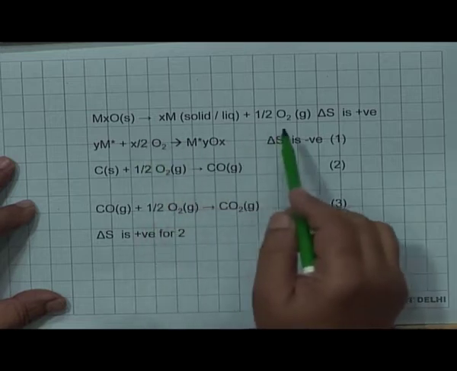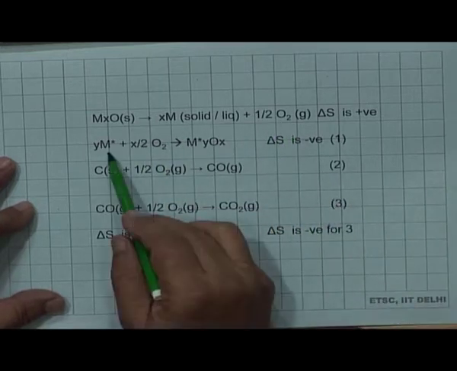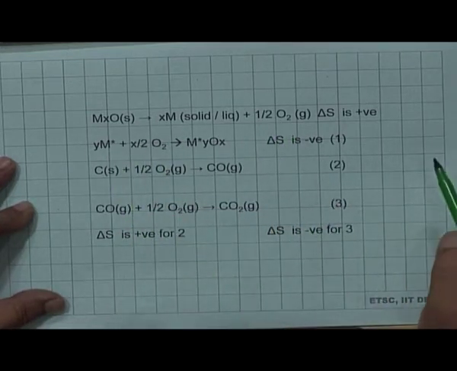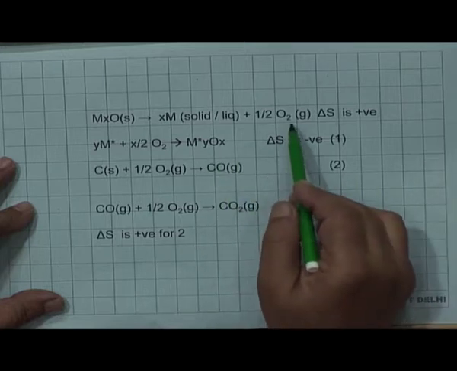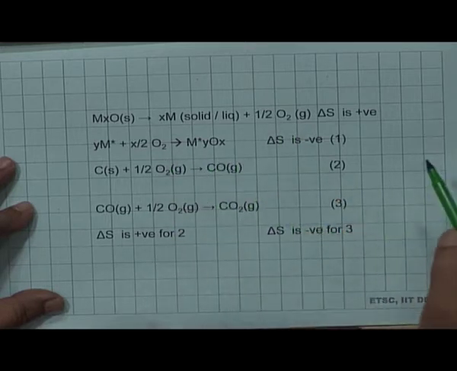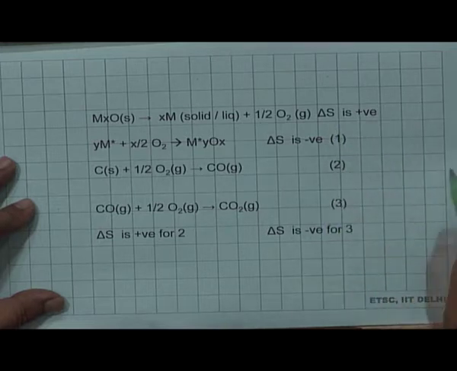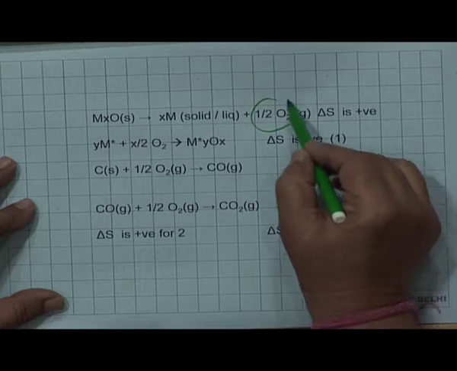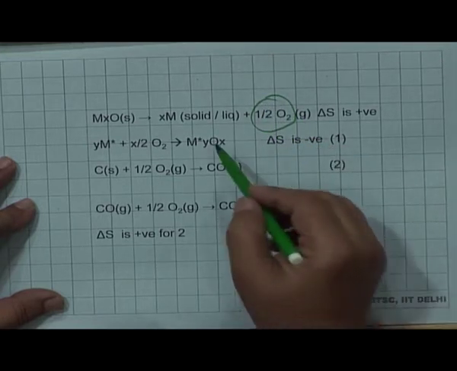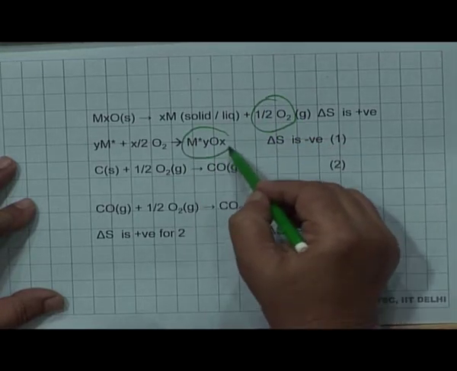So, we want to remove oxygen from it. M star is another metal which can take this oxygen and is converted into oxide. So, delta S for the first is positive, randomness increases, one of the products is a gas. Delta S for the second is negative.